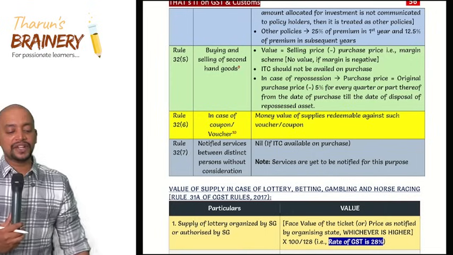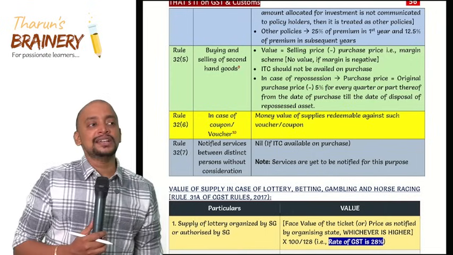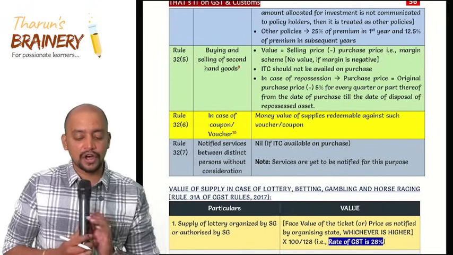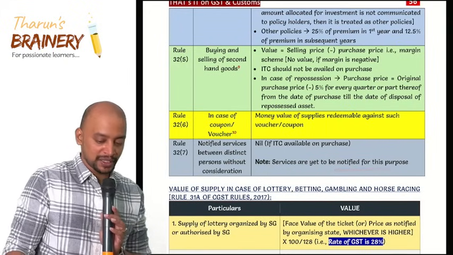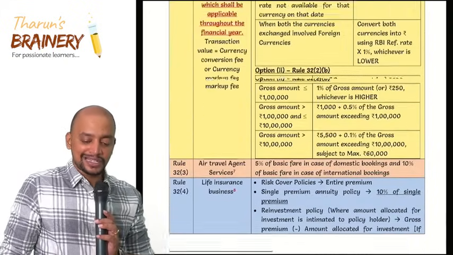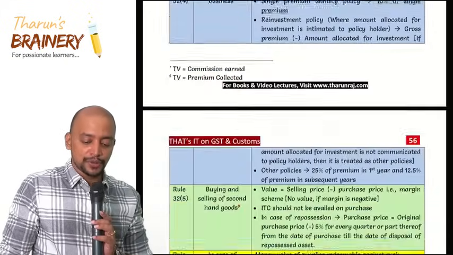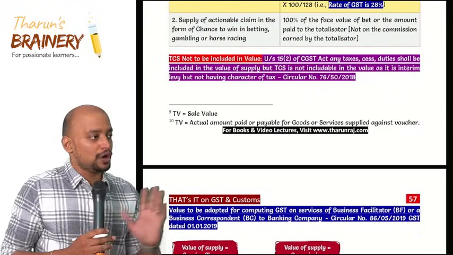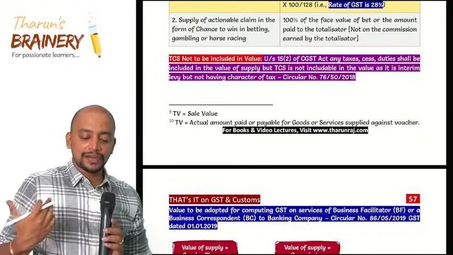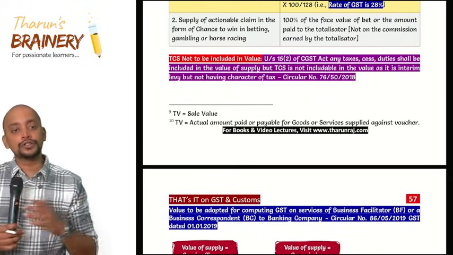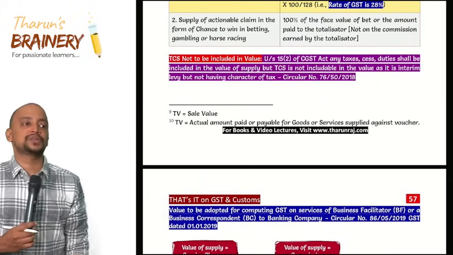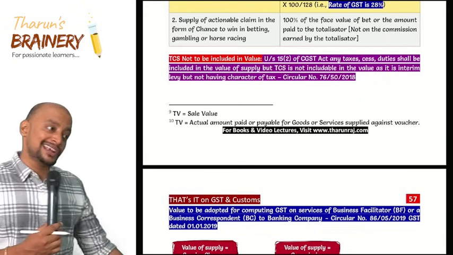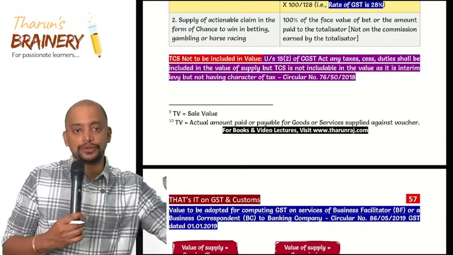Then notified services between distinct persons will be taken as nil, but right now it is not applicable because they have not notified any services for this purpose. So these are the 5 cases where we need to take the value as per Rule 32. Alternatively, we can follow the transaction value also. Suppose in the question they have given the transaction value also and they are also asking you to determine the value as per Rule 32, you do it under both and select the lower value.